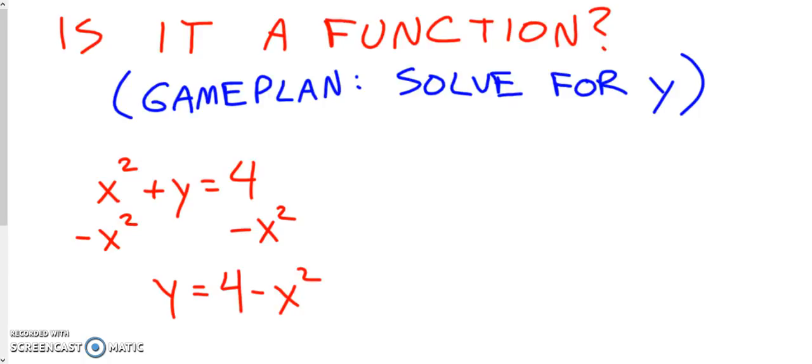It's not like it's 25 or something else, right? And then 4 minus 25 is negative 21. There's only one way to do that. So, since every input has exactly one output, what does that mean about this? It's a function. Ding, ding, ding. Isn't this a great game? I love this game.